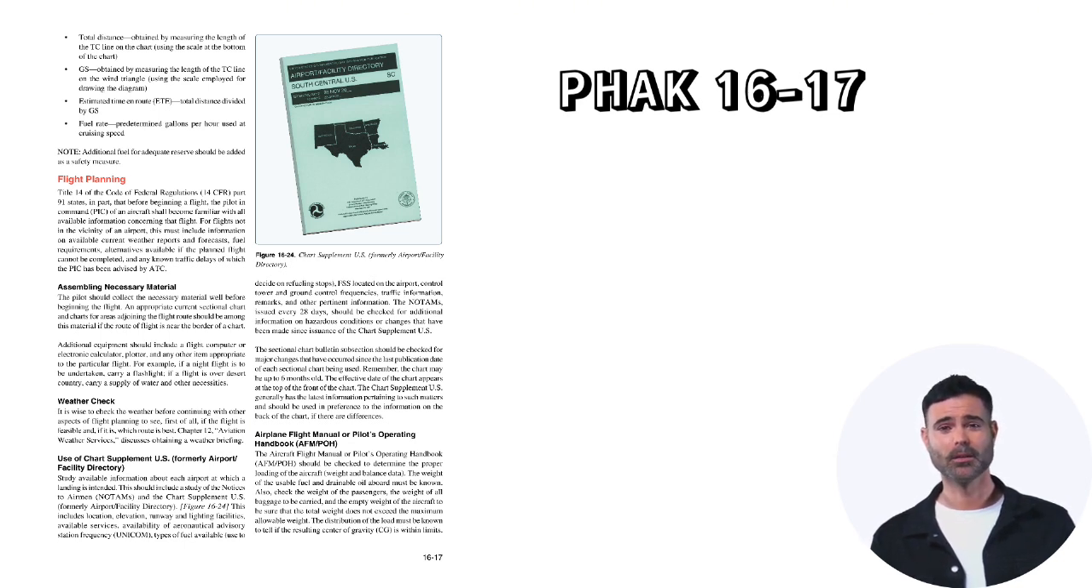Flight Planning. Title 14 of the Code of Federal Regulations, 14 CFR Part 91, states, in part, that before beginning a flight, the pilot in command (PIC) of an aircraft shall become familiar with all available information concerning that flight. For flights not in the vicinity of an airport, this must include information on available current weather reports and forecasts, fuel requirements, alternatives available if the planned flight cannot be completed, and any known traffic delays of which the PIC has been advised by ATC.